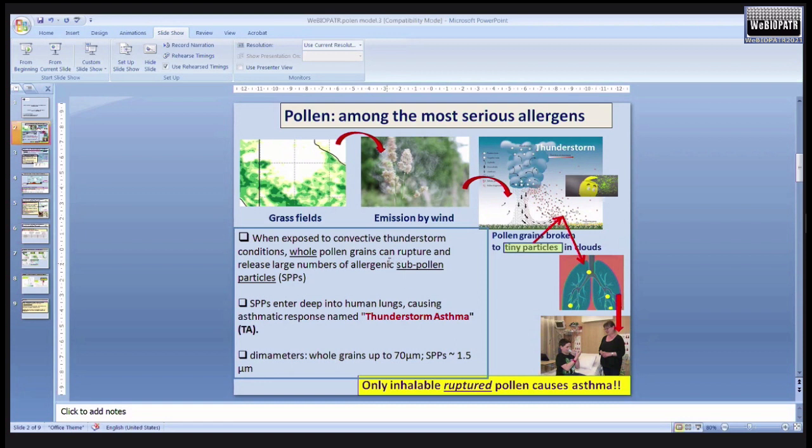This is a process that has been studied for almost 2 decades, but the problem is that most of the current pollen models don't include these subpollen particle effects. The other thing I would like to mention is that these small particles, released after the whole grains rupture, are very tiny, close to 1 micron, and they easily enter the lungs and cause so-called thunderstorm asthma. This is the terminology introduced by Australian colleagues.